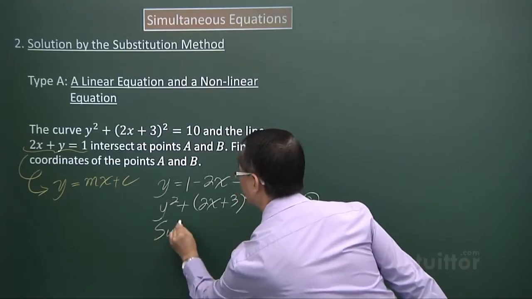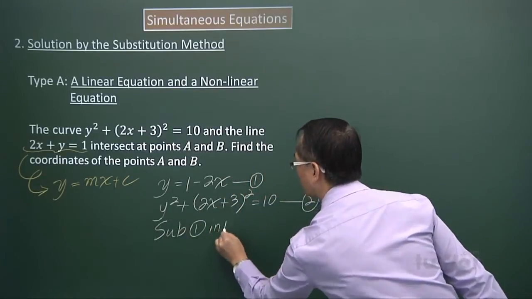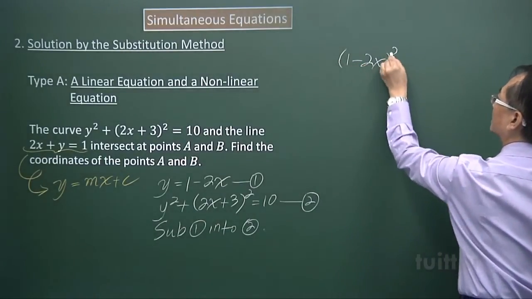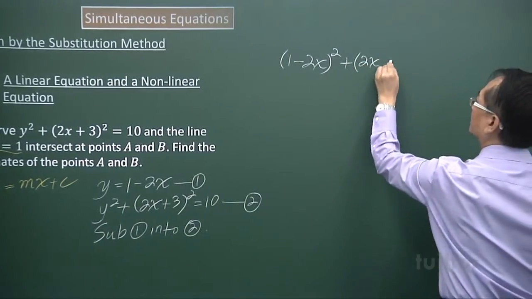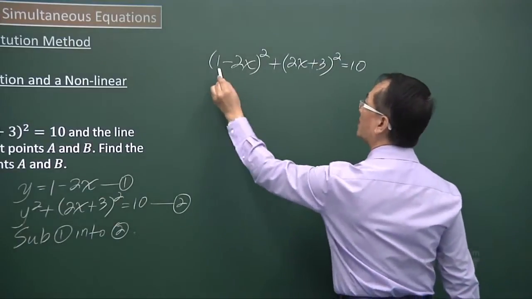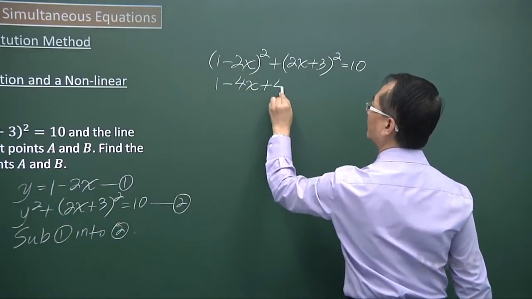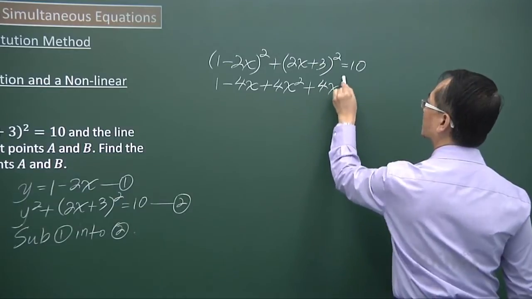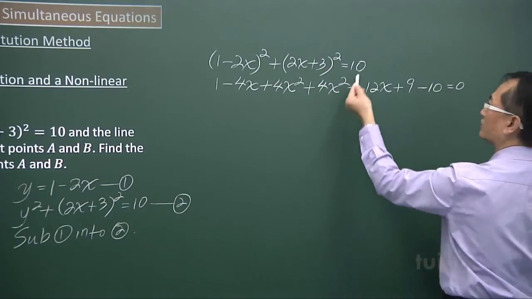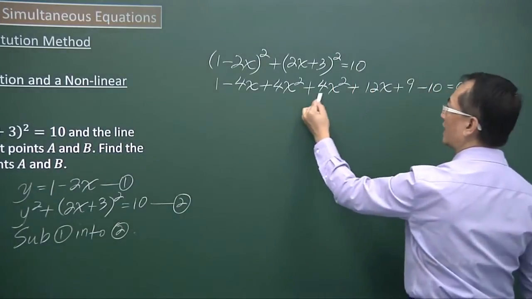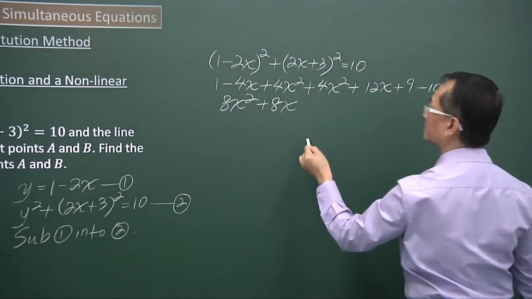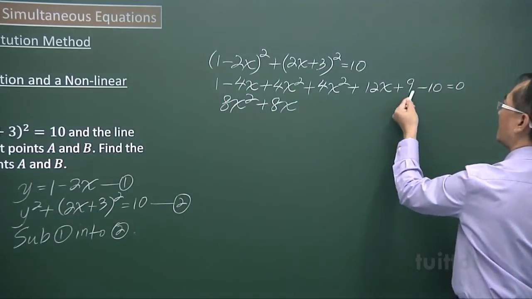So the substitution of the expression of y into the equation 2. The y now is replaced by (1 minus 2x) squared plus (2x plus 3) squared equals to 10. Expanding this, I will have 1 minus 4x plus 4x squared plus 4x squared plus 12x plus 9 minus 10. What I've done is to transpose the 10 to the left hand side. These two like terms add up to 8x squared, and I have 12x minus 4x giving me 8x. Then 1 plus 9 is 10, 10 minus 10 is 0.